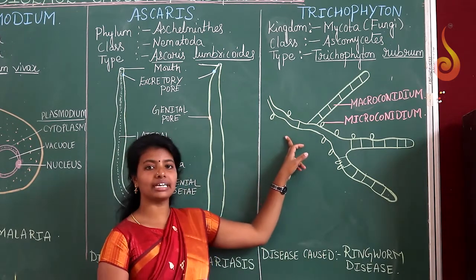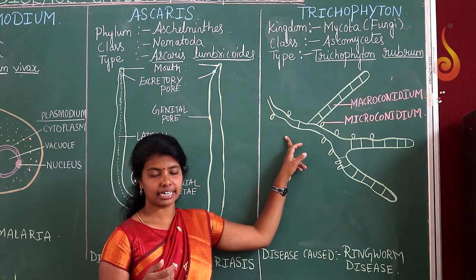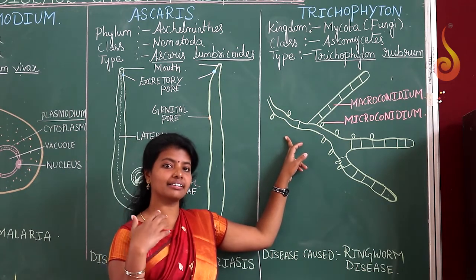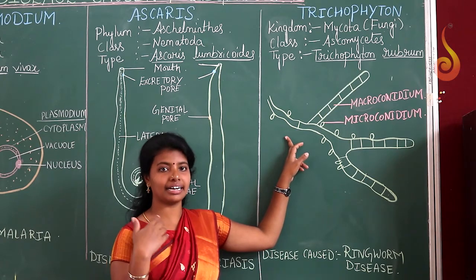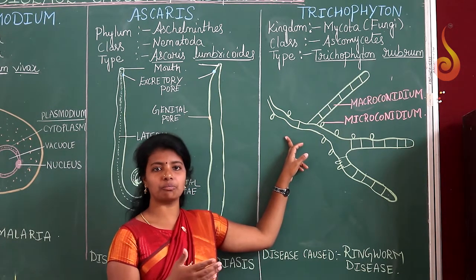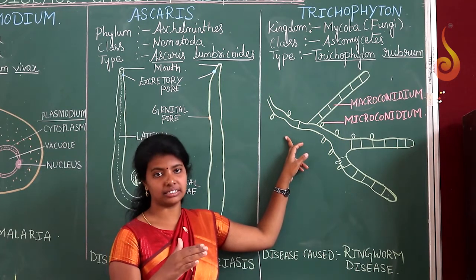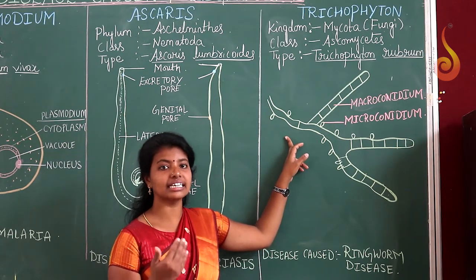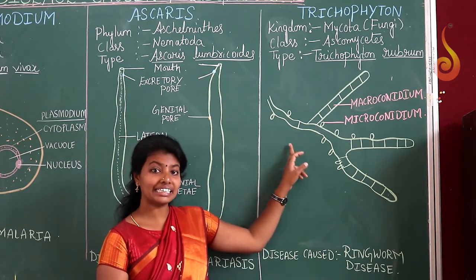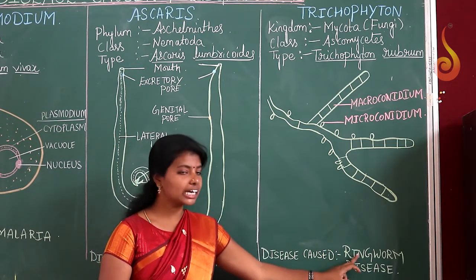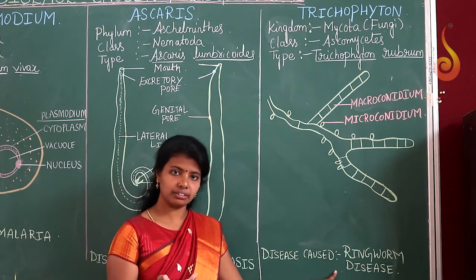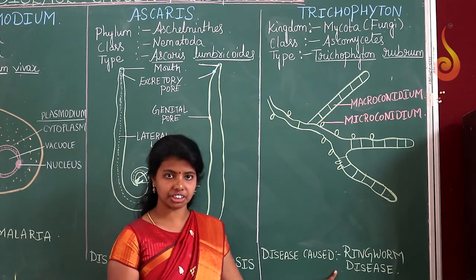This is actually an ectoparasite, and mostly you all know that fungi feed on dead biomass. So that means on the human body, it feeds on the skin. Mainly it causes skin infections. So here the disease caused by this organism is ringworm disease. And this disease, as I told, is basically a skin infection.